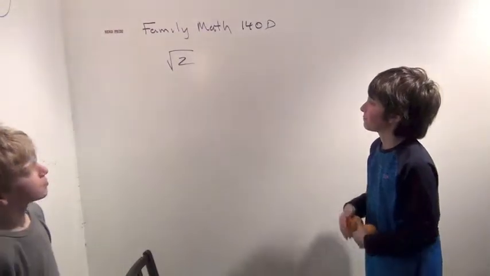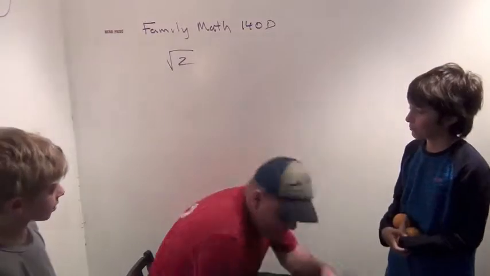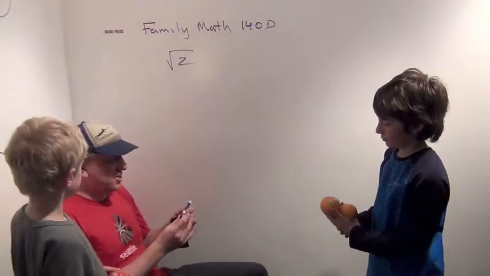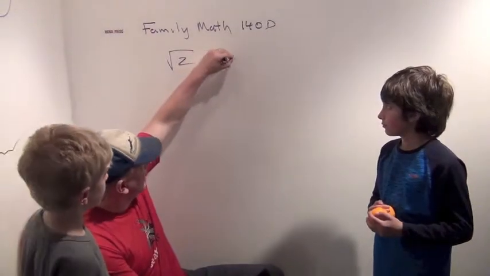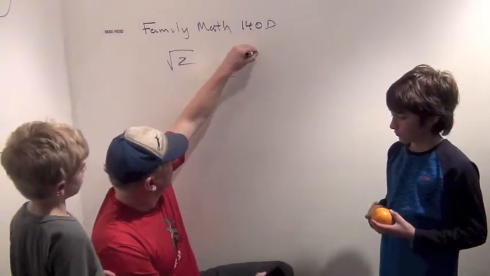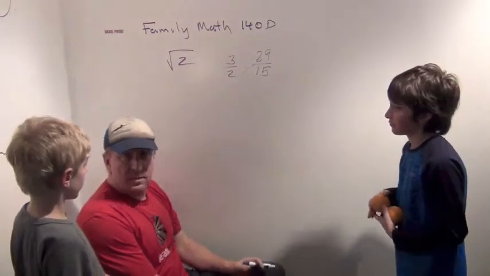Okay, now we're going to talk about a number, the square root of 2. You had mentioned other kinds of numbers that you knew about were fractions, right? Yeah. Like 3/2 or 29/15 or things like that. Yeah, but what about irrational numbers?